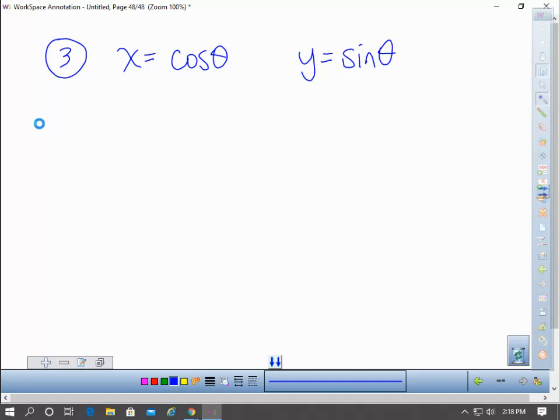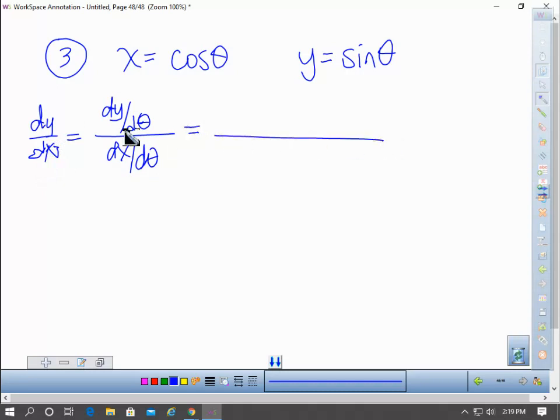All right, so let's find dy/dx. Instead of dt, it's going to be d theta this time, because that's what letter we're in. So instead of doing 1 over dt, we're doing 1 over d theta. So it's dy/d theta over dx/d theta.